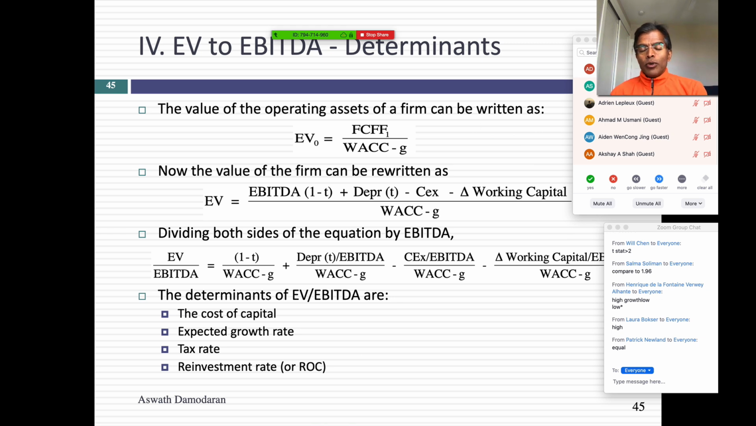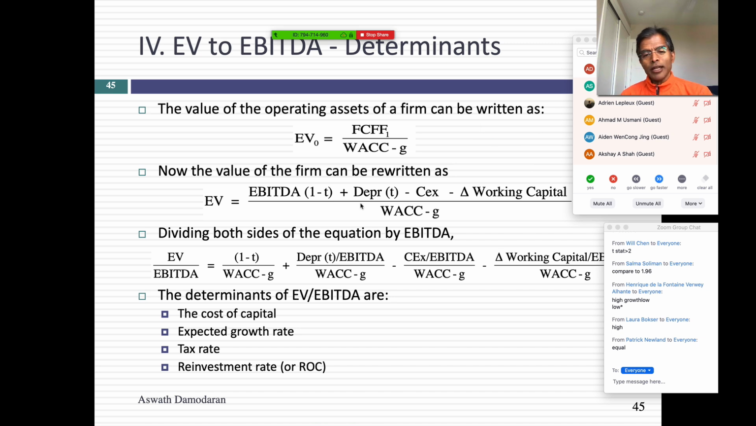So let me move towards a final multiple. Let's talk about EV to EBITDA. As I said earlier in the class, I mentioned that EV to EBITDA was a multiple that I almost never saw in 1986 when I first started looking at equity research reports. Today, about a third of all equity research is driven by EV to EBITDA. So I want to ask a question, what is it that drives EV to EBITDA multiples?